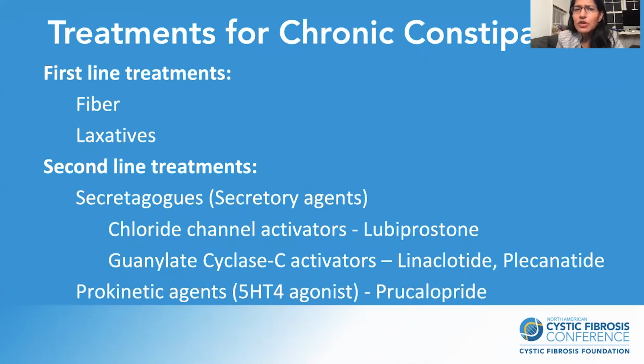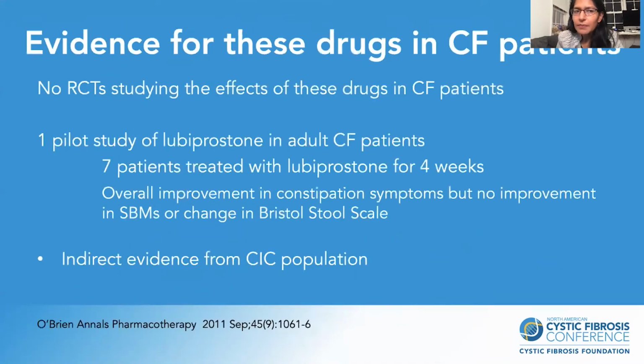So let's move on to the treatments for chronic constipation. The first line treatments include fiber and laxatives, and second line treatments include some of the pharmaceutical agents such as secretagogues. These include chloride channel activators or guanylate cyclase C activators, as well as prokinetic agents such as 5-HT4 agonists.